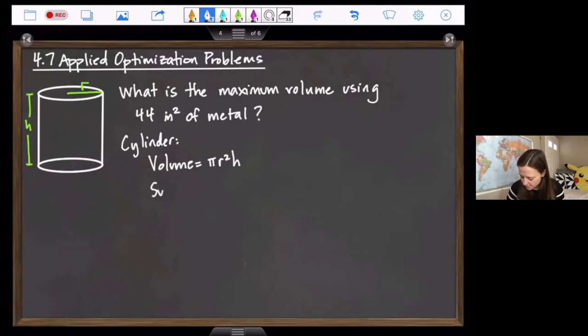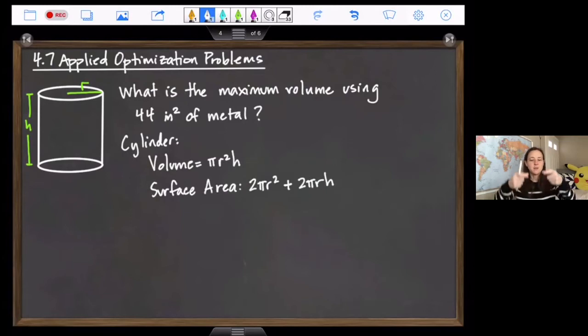So the surface area formula for a cylinder is going to be 2 pi r squared plus 2 pi r h. Right, so the 2 pi r squared is the areas of the top and the bottom. The 2 pi r h is the circumference of that circle, the 2 pi r, multiplied by the h, which gives you the surface area of the sides.